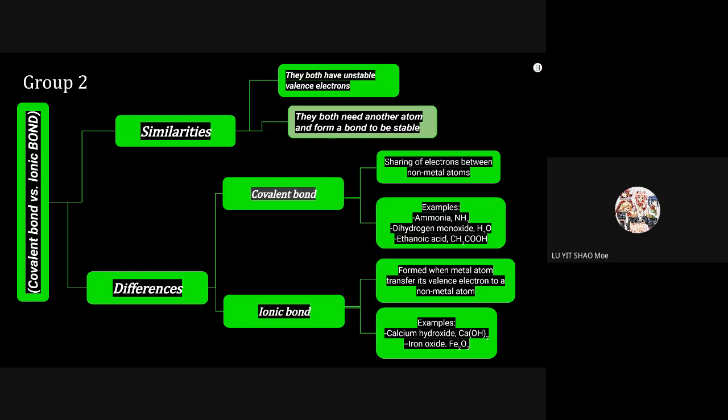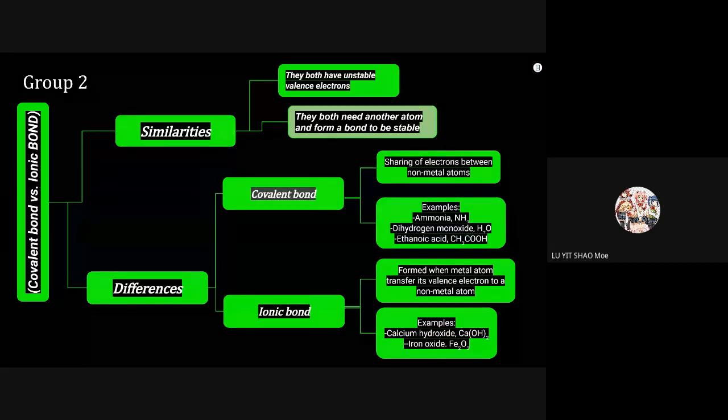And examples, which is ammonia, NH3, dihydrogen monoxide, H2O, ethanoic acid, CH3COOH. And for the ionic bond, it is formed when a metal atom transfers its valence electron to a non-metal atom. And examples, which is calcium hydroxide, Ca(OH)2, and iron oxide, Fe2O3.